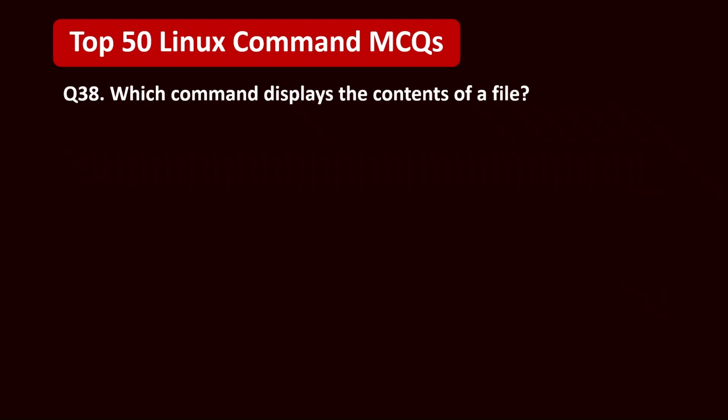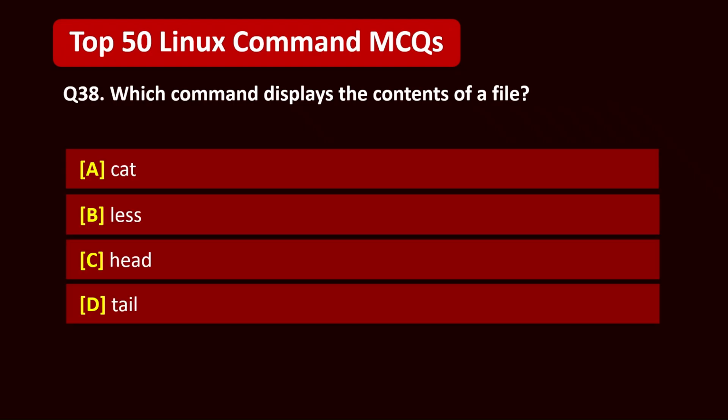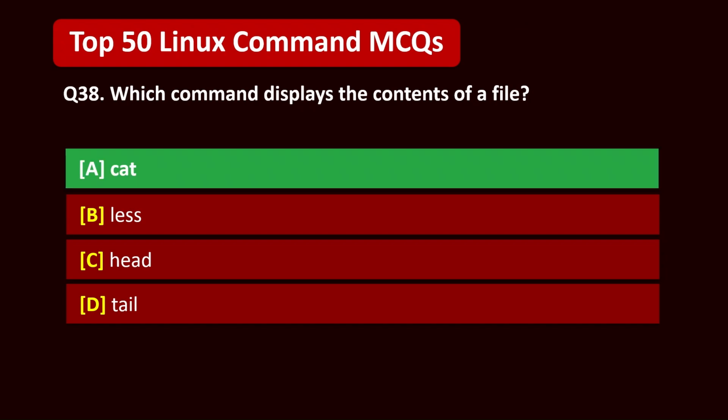Question 38. Which command displays the contents of a file? A. Cat, B. Less, C. Head, D. Tail. 5, 4, 3, 2, 1. Correct answer is A. Cat.